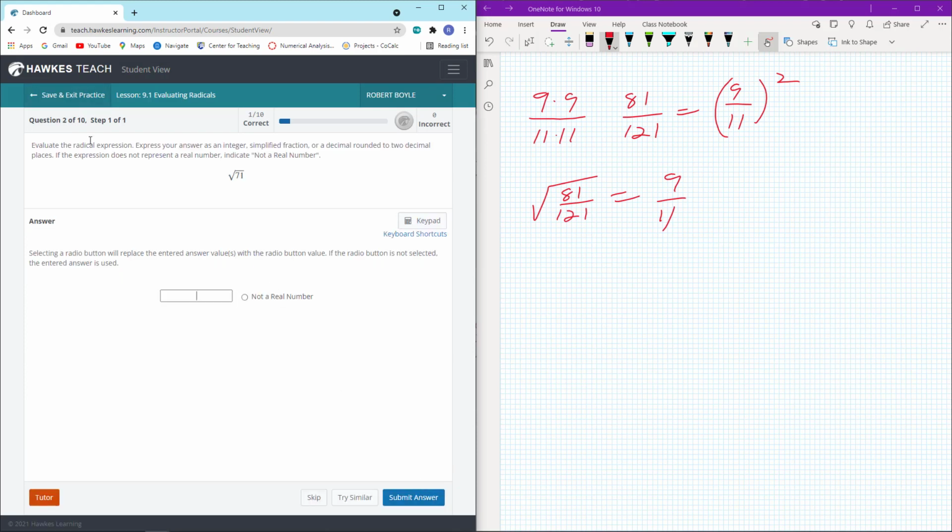Okay, this is one where we want to evaluate it. We want to express our answer as an integer, a simplified fraction, or as a decimal rounded to 2 decimal places. Now this, as you can tell, is not a real square. So we probably need to use our calculator to figure this one out. So let's go ahead and do that.